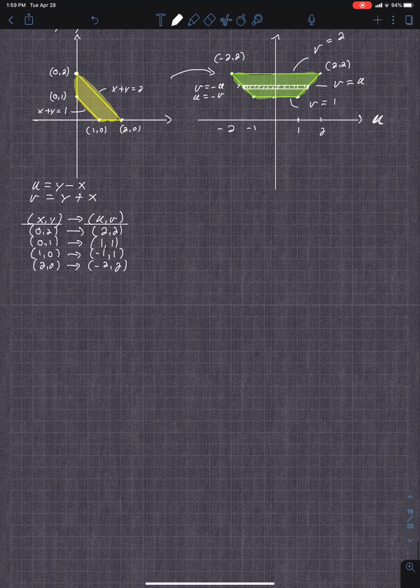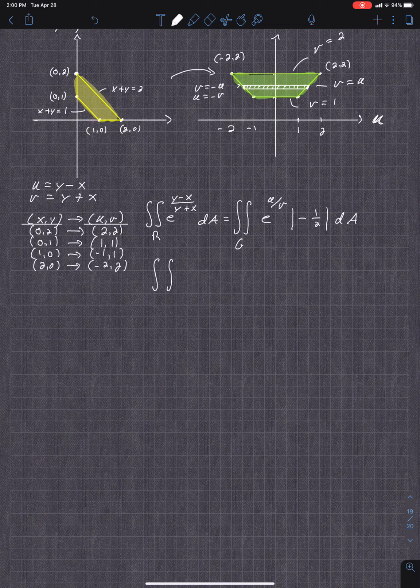Okay, so let's set this up. This is a double integral over R of e to the y minus x over y plus x dA, and that's going to be the double integral over G of e to the u over v, there's our substitution, and then the absolute value of negative a half, which is our integrating factor that we calculated, dA. And so that, oh, well, let's do our G. So that's the double integral.